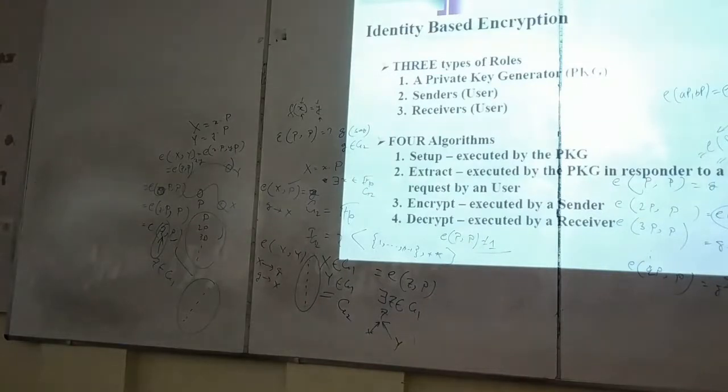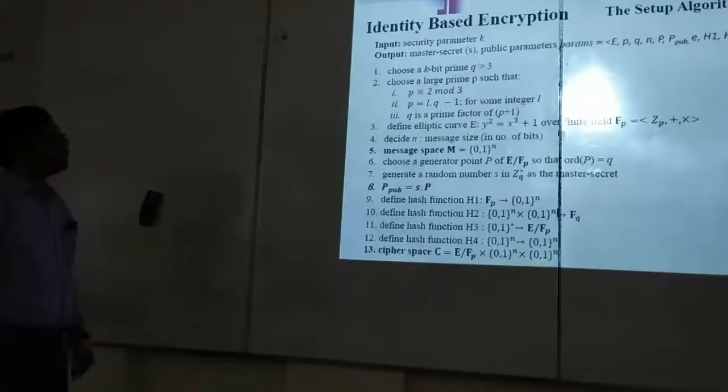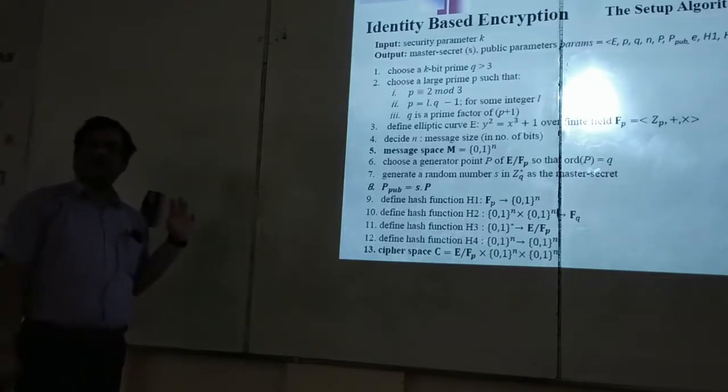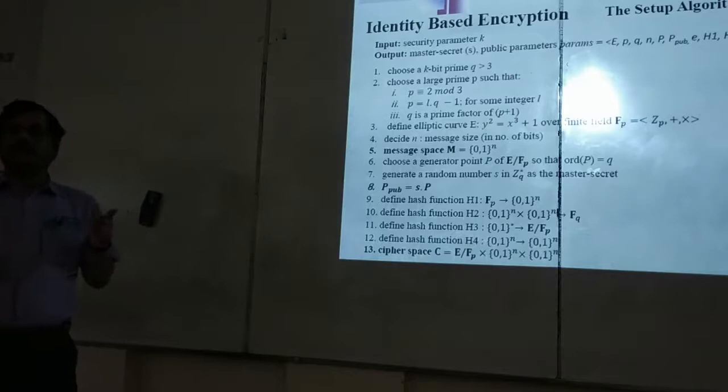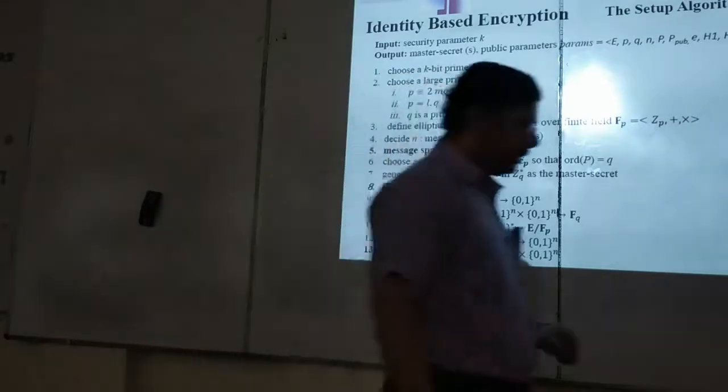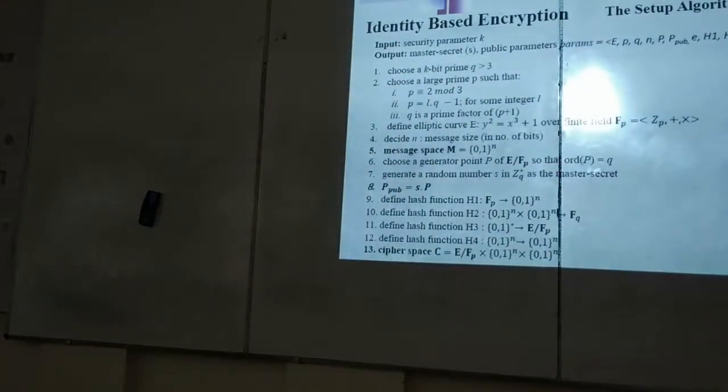Now, the basics of identity-based encryption we have already discussed in the last class. Today we will see how all these 4 algorithms are mathematically implemented. First is the setup algorithm. As you remember, the setup input is a security parameter k, which decides the trade-off between the strength or security of the algorithm and cost. It should output the master secret S and public parameters, which would be required later for all other algorithms.